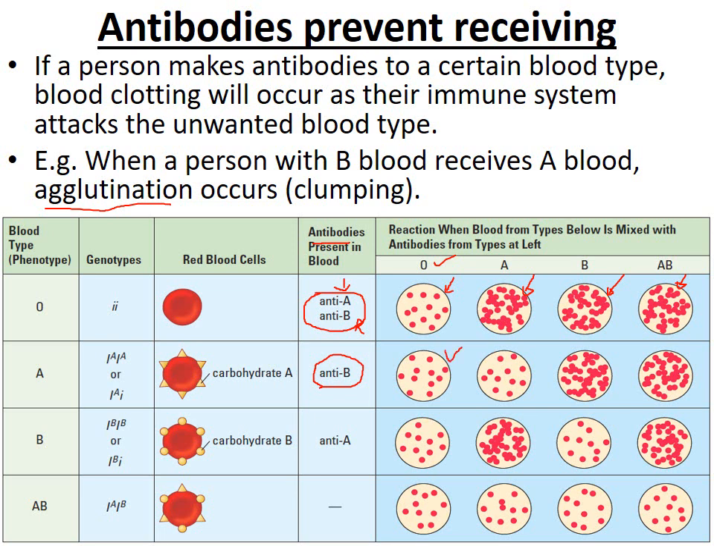If you give it some A, it's fine because A is just like itself. But if you give it some B and you have those circles on it, now it's going to start clumping together. You can see all these little red blood cells clumping, and same thing with the AB. Yes, there's A on it, but there's also B on it.